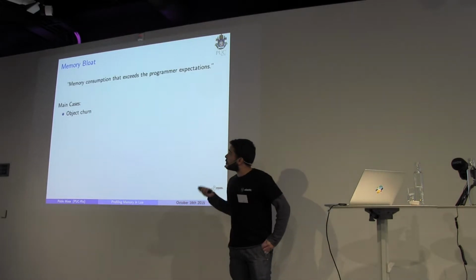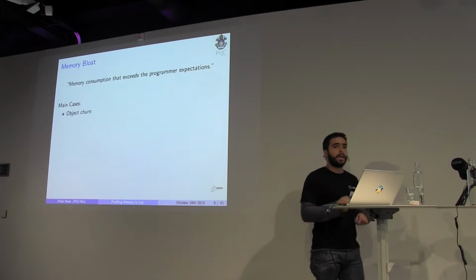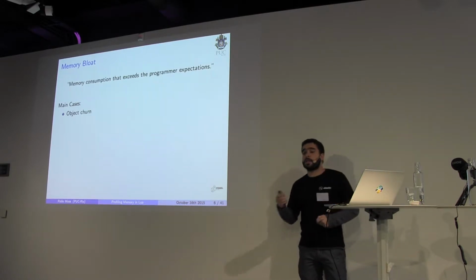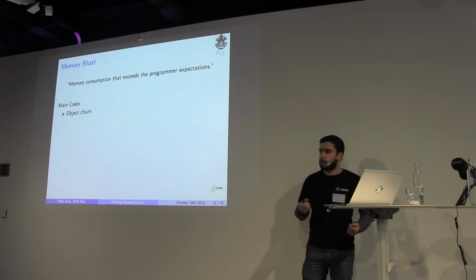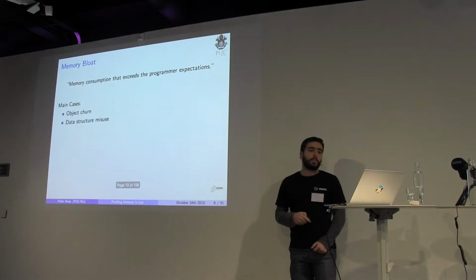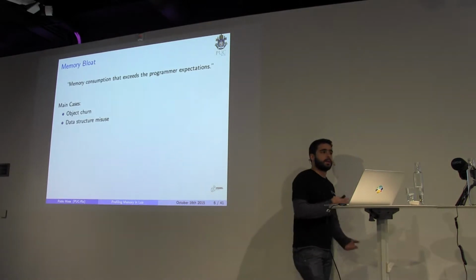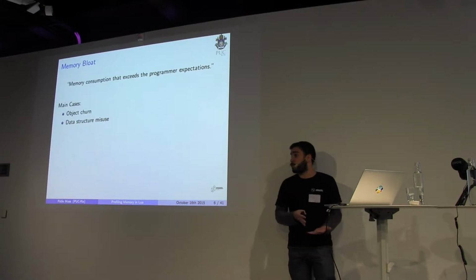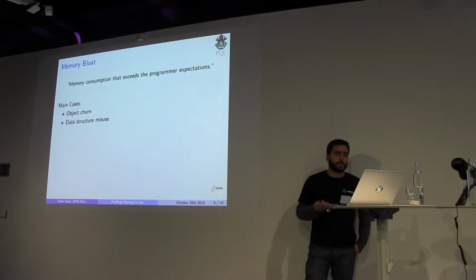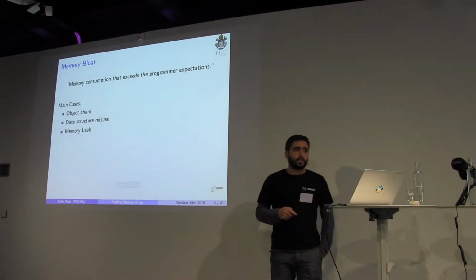So the main cases of memory bloat are pretty much object churn. When you keep creating new objects and garbage collection is being triggered again and again and again, you are wasting resources, both CPU and RAM. Data structure misuse, so depending on the language, you can decide to use a data structure that's not the optimal data structure for your use case. And sometimes you can lose a little bit of memory on that.